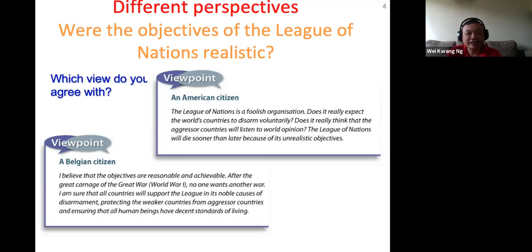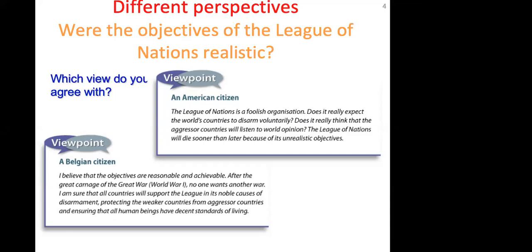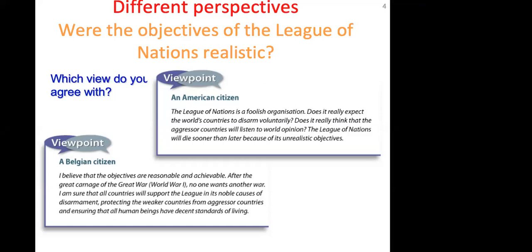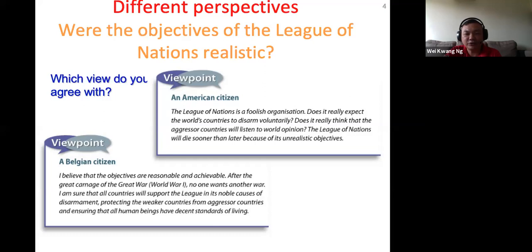The American is negative. So this Belgium citizen is positive. Positive. Good. That's one way of saying that. Or you can say that he is actually in favor of the LON. Okay, what are the things that he highlights that show that he is in favor? He says that the objectives are reasonable. Okay, they are reasonable. Actually, very good. What other thing?